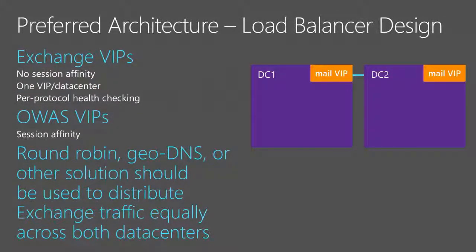OK, the load balancer design depends on which virtual IPs we're talking about. For the Exchange virtual IPs, no session affinity. Again, one virtual IP per data center and per protocol health checking. So you're using that layer 7 load balancer without affinity, or you could be using multiple namespaces in layer 4. You do need session affinity for the Office web app server, so don't forget that. You just don't need it for Exchange, but you do need it for that. And again, round robin, geographic DNS, or some other mechanism should be used to control traffic as well.